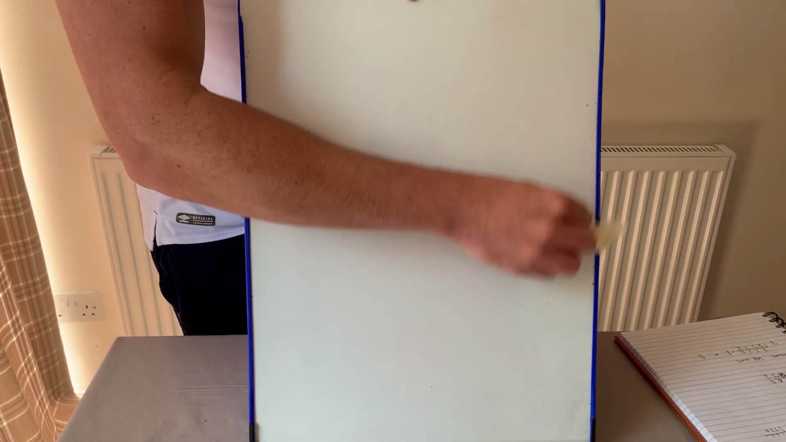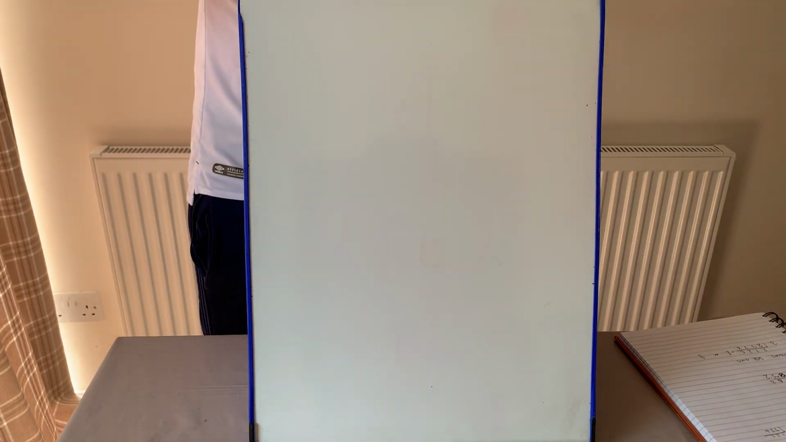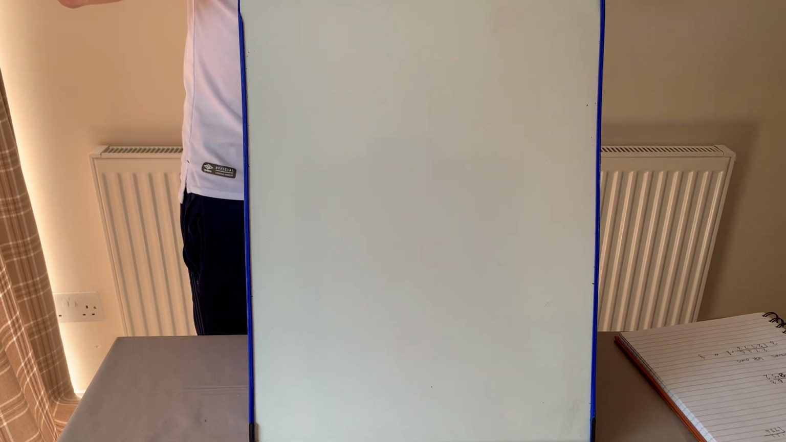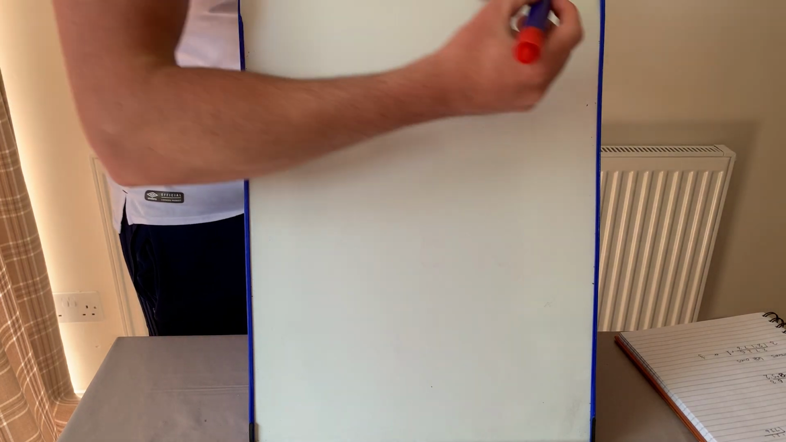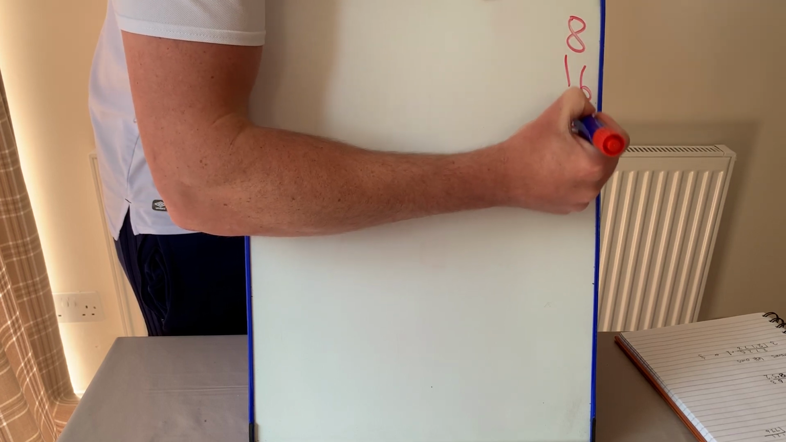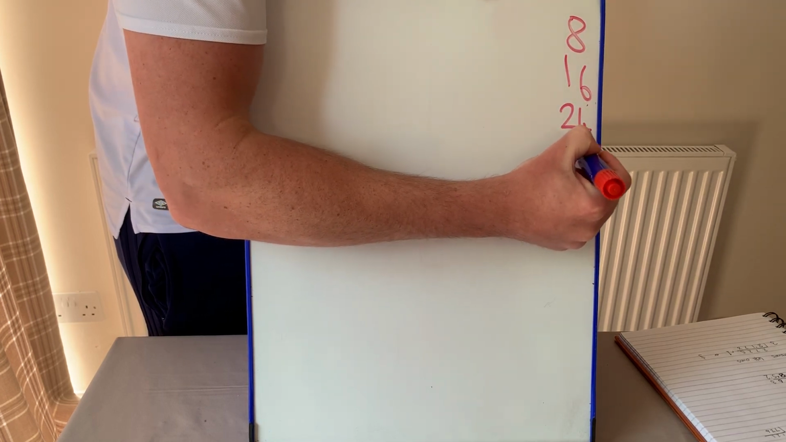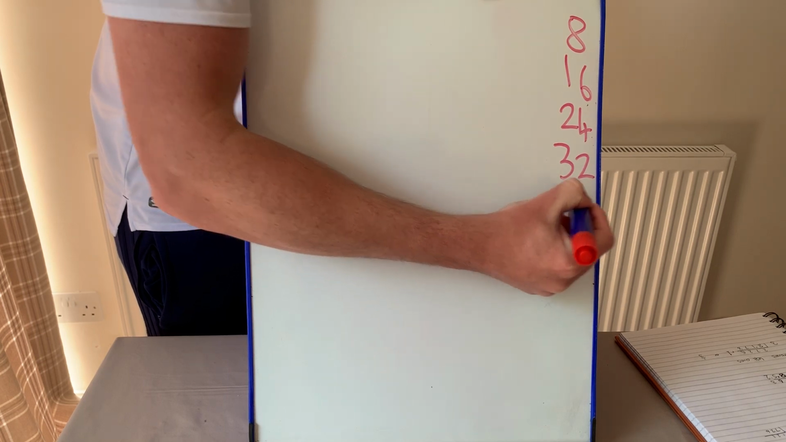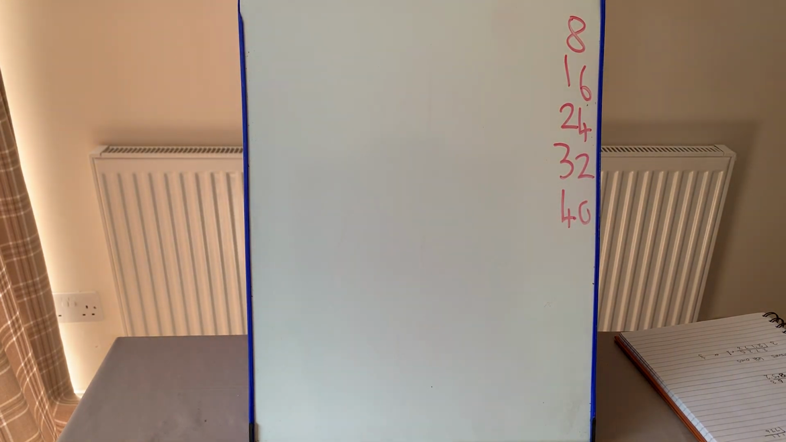Okay, we're going to move on to our 8 times table now. Our 8 times table. So first thing you need to do, write your 8 times table down the side. I'll give you a second to do that. Now I'm going to do the same thing. 8, 16, 24, 32, 40. I'll probably stop there. I might need more later on.